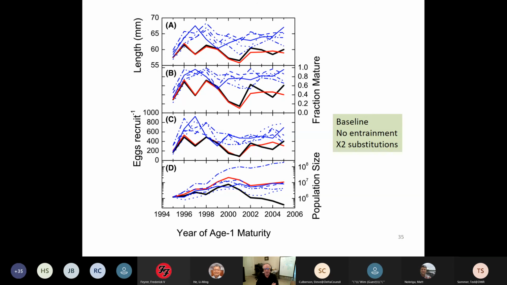Now, why do the red and black overlay each other? They should, because all we do is turn off a mortality effect. That's not going to affect length, fraction mature, or eggs per recruit. Could affect eggs per recruit a little bit, but not much. So that made sense. Now, when you look at population size, you do see the red without entrainment higher than the black solid. Now, the other ones did have cascading effects through the food signal.